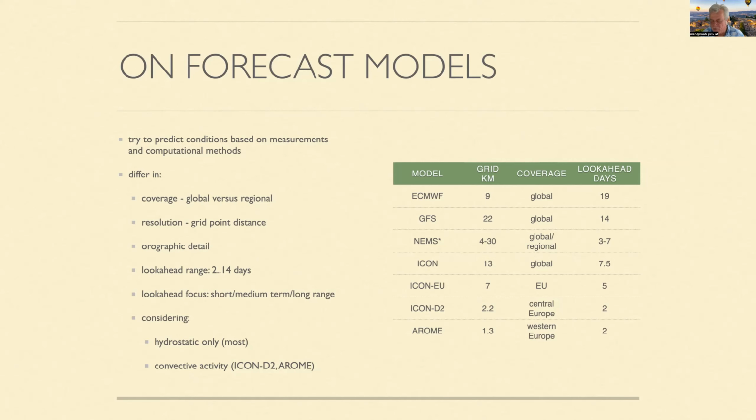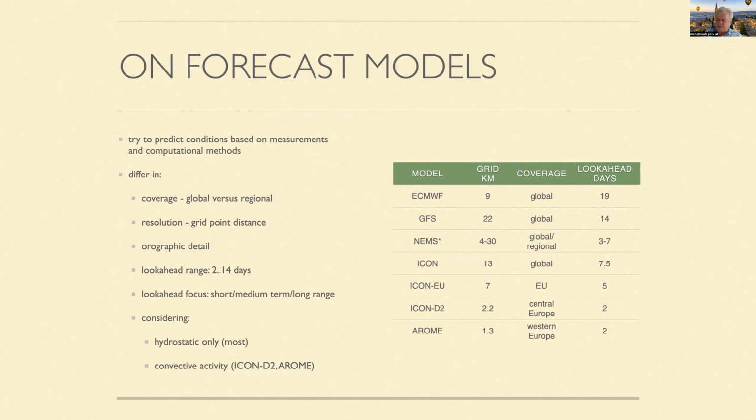The typical example being the ICON family of models by the Deutsche Wetterdienst. Of these, there are at least now 3 of them being imported into Windy. There's a standard global one called the ICON model, which has 13 kilometers grid resolution, global coverage, as I said, and about a week look ahead.